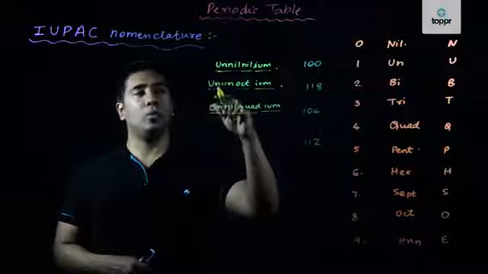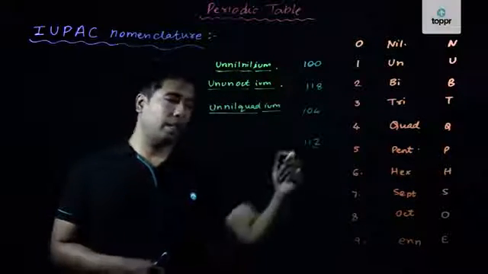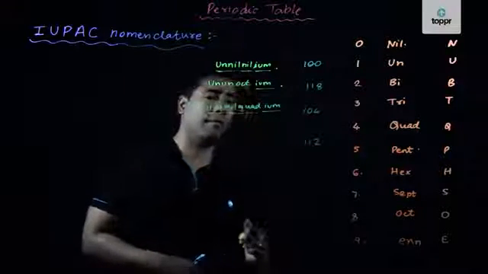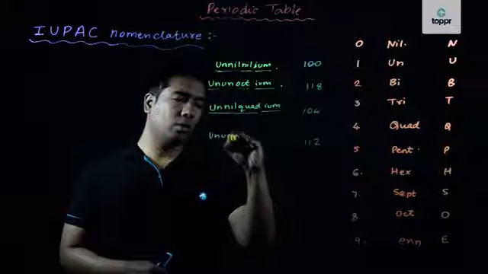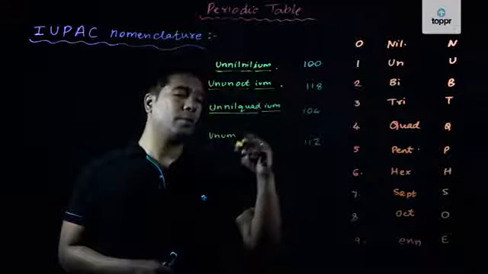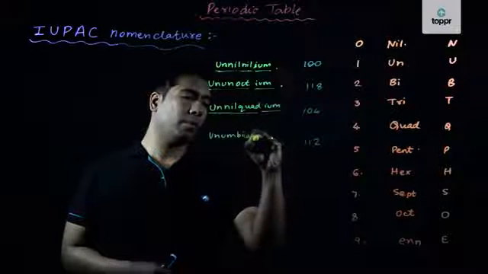This will be called un octium. This will be called un nil nilium. And in this case, we will be having again one will be un, again one will be un, and here two basically means bi, and finally IUM.